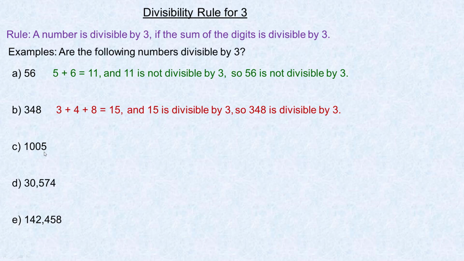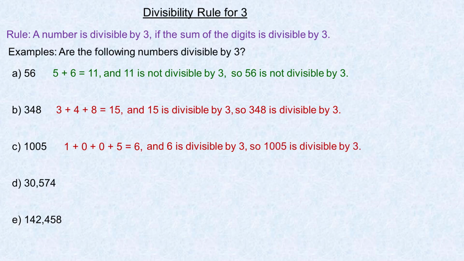Next example is the number 1005. So we're starting to get into bigger numbers. This is a 4-digit number, so we add 1, 0, 0, and 5, and you could really skip the zeros, I suppose. You could just go 1 plus 5 is 6. Now 6 is divisible by 3, so because the sum of the digits is divisible by 3, that means that the number 1005 would be divisible by 3.